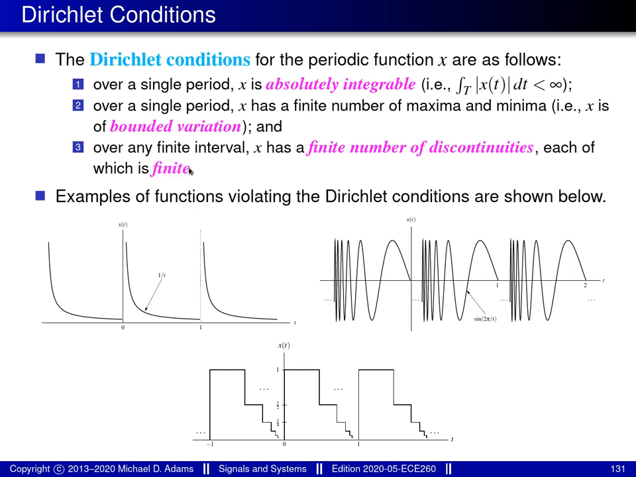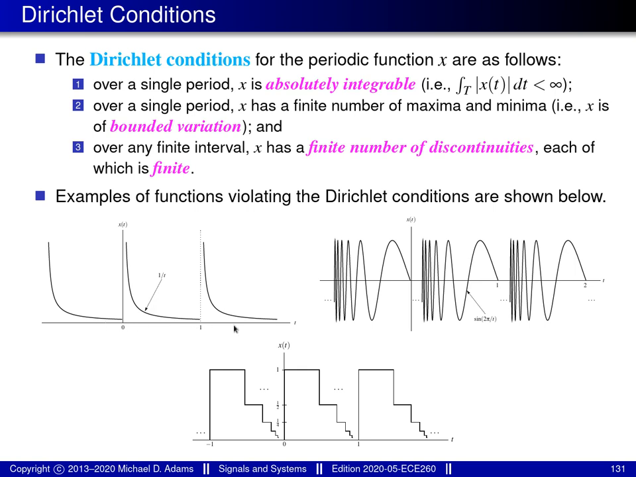So on the bottom of this slide, I have some examples of functions that violate the Dirichlet conditions. An example of a function that violates the first condition is the one shown in this graph at the top left. What I have in this graph is I've taken the function 1 over t and extracted out the portion of the graph from 0 to 1. And then I've periodically repeated this with period 1 to get this periodic function that's shown here.